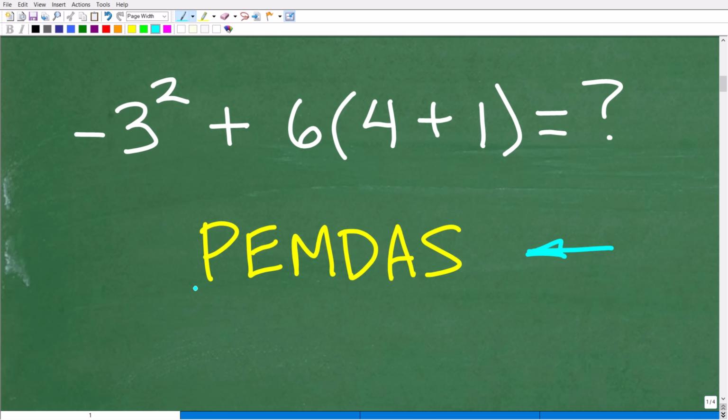And this little phrase right here is called PEMDAS, right? PEMDAS, and these letters, of course, stand for something. This is a checklist we're going to follow, and we're going to follow it from left to right. Now, let's go ahead and get into the order of operations.